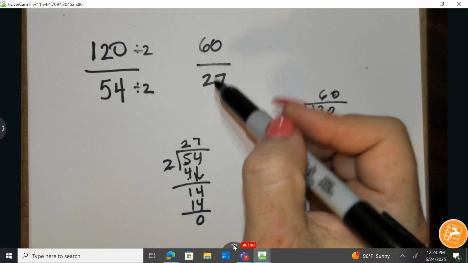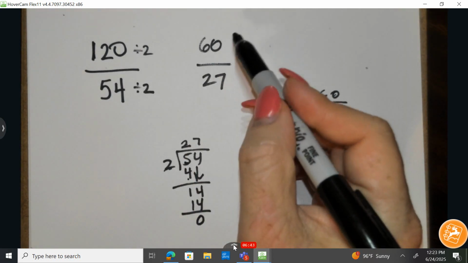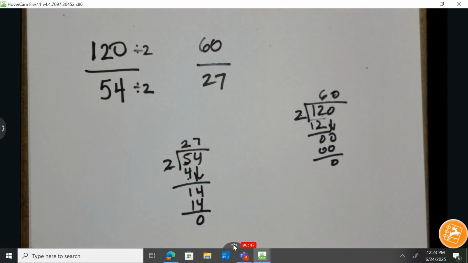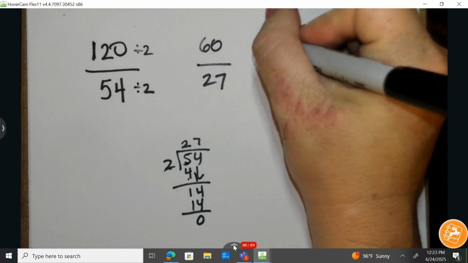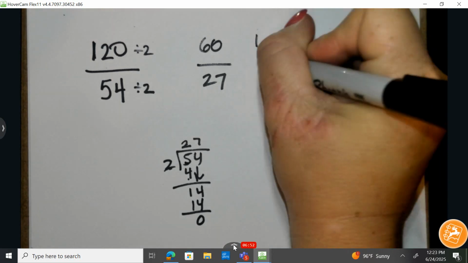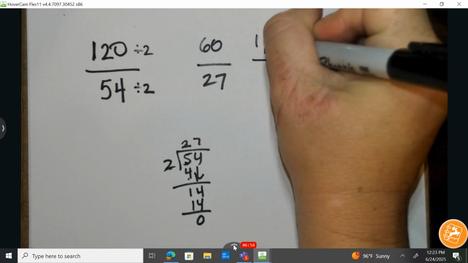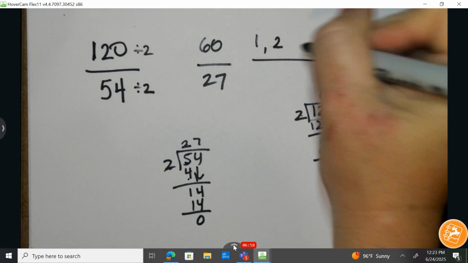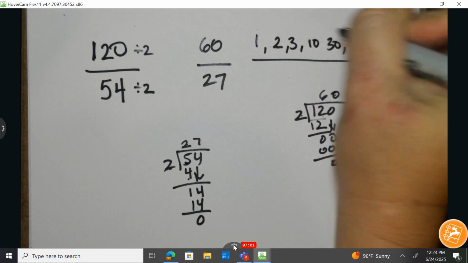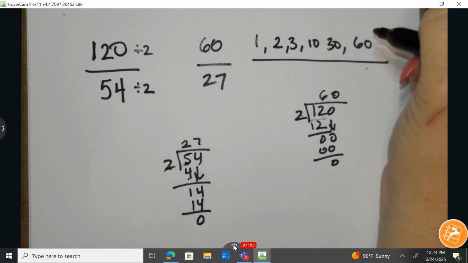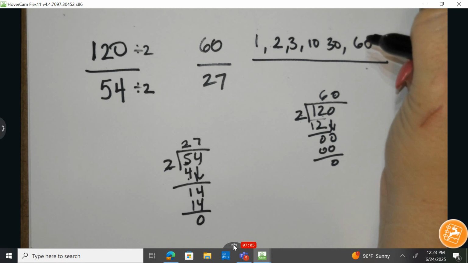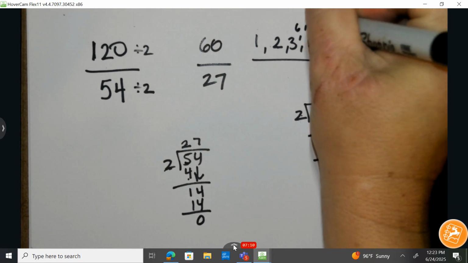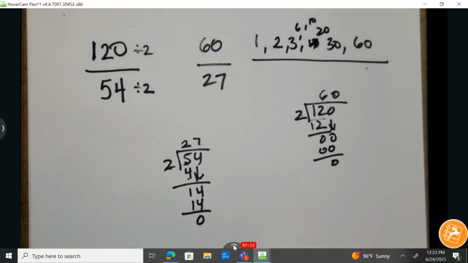Now I have 2 much smaller numbers to work with, 60 and 27. This time, though, I can't divide both by 2 because the top number is even and the bottom number is odd. So now I'm going to start by writing down those factors. So 1 times 60 is 60. Okay. Let's go to 2 times what value is 60? That would be 30. 3 times 20 and 6 times 10. Okay, so I have the factors of 60.